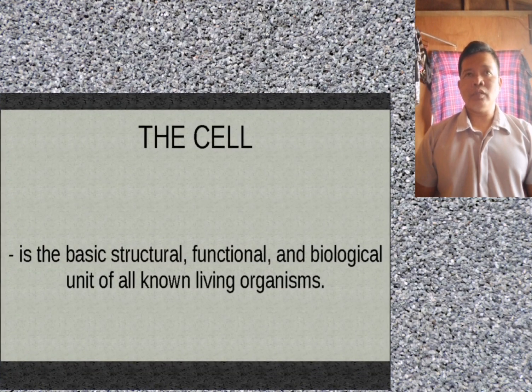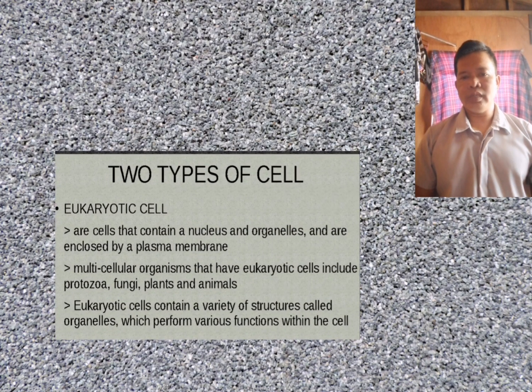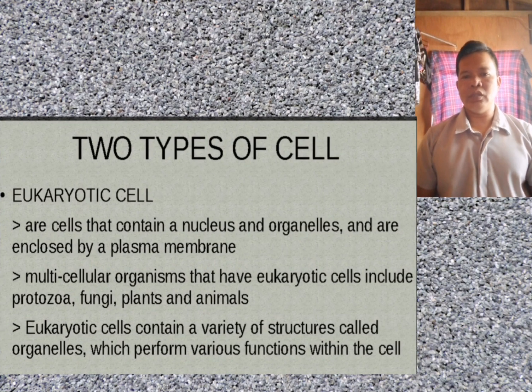Before that, we are going to define what a cell is all about. Cell is the basic structural, functional, and biological unit of all living organisms. There are two types of cells. These are the eukaryotic and prokaryotic cells.